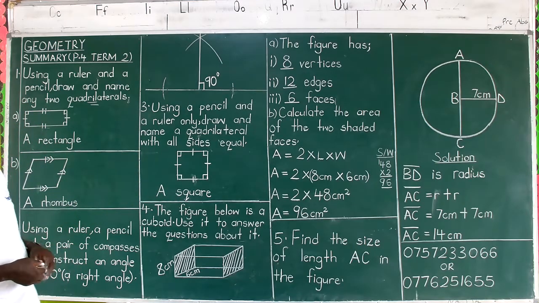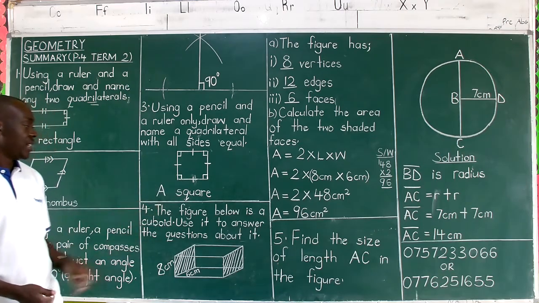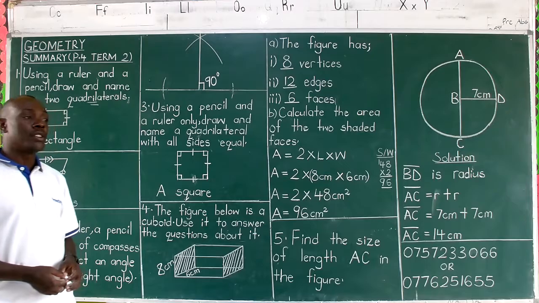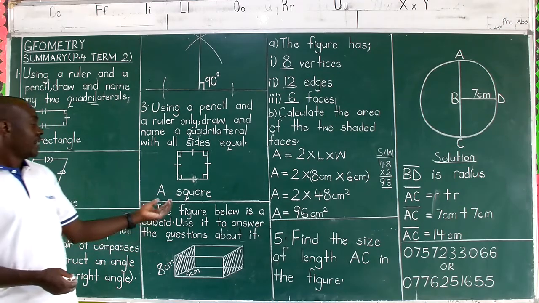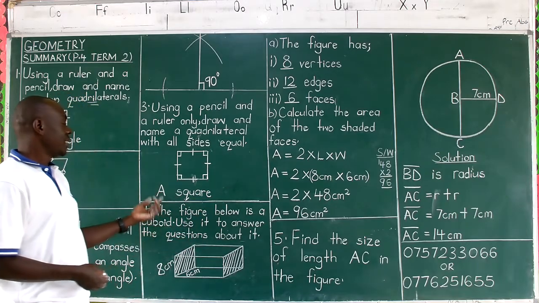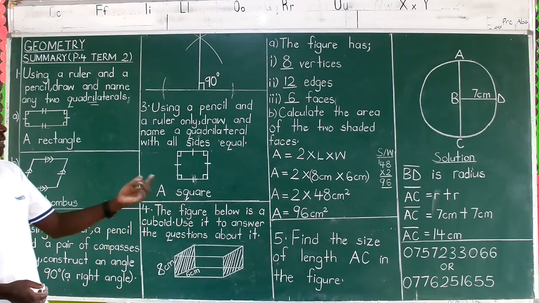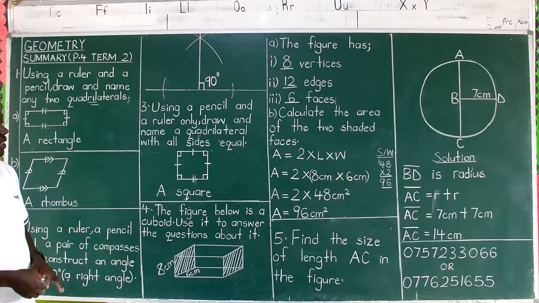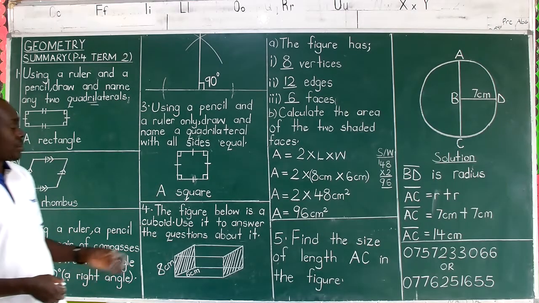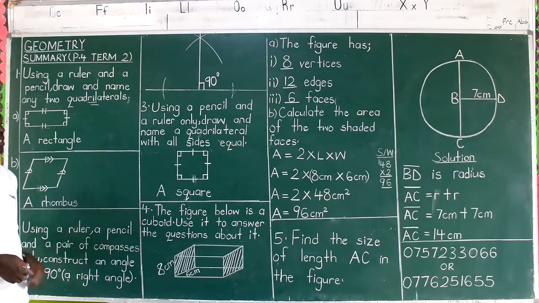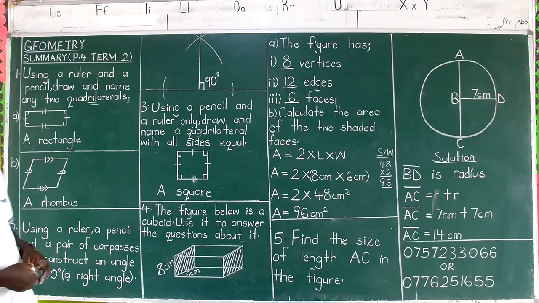The question told us 2 things: draw and name. After drawing, please name the polygon. It is a square. Ensure you don't write a squirrel, but a square. S-Q-U-A-R-E. The word is square. So this is a square, and then nothing else is required of you in that question. That is the answer.